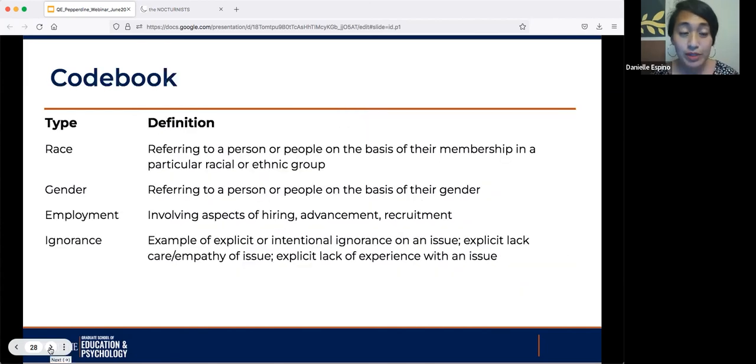And then from a grounded analysis, we also developed a code book of a couple of constructs. I've just included a few.